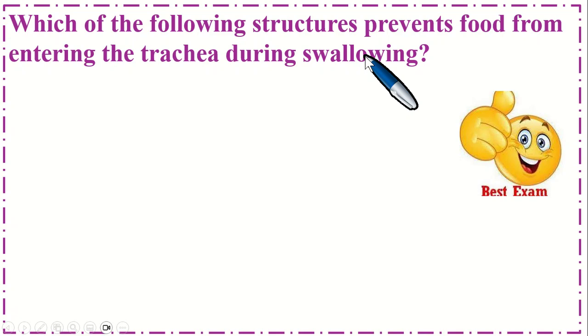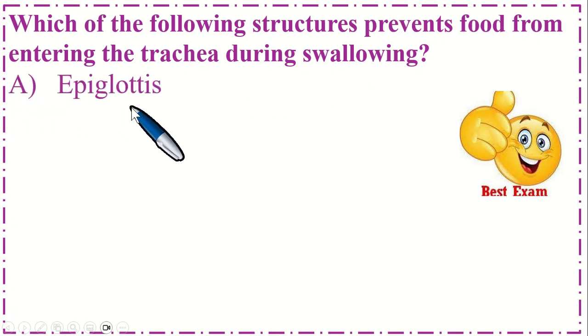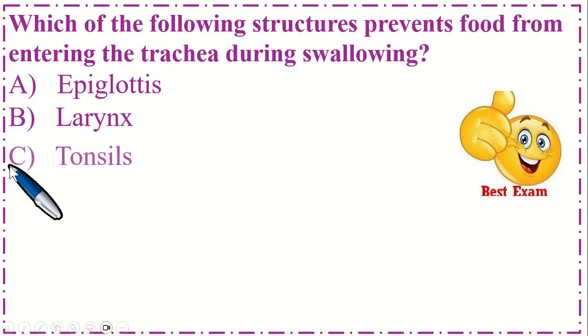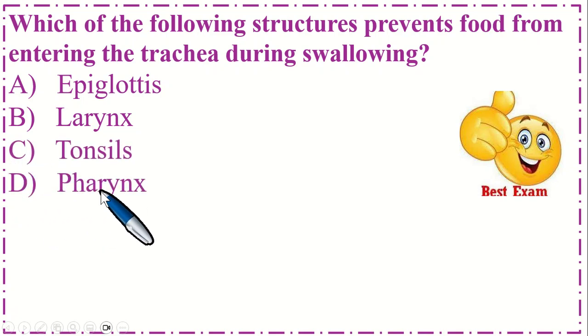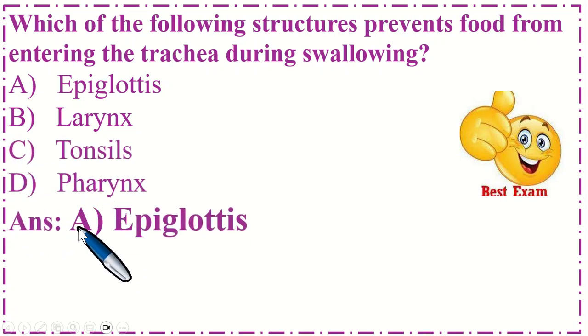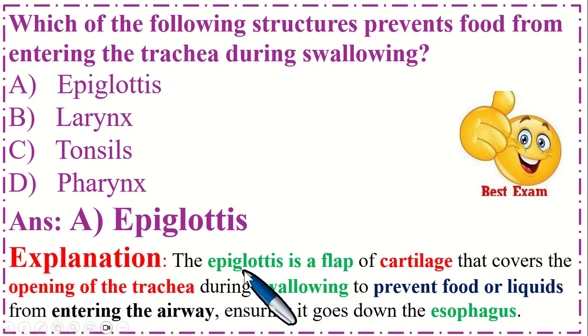Which of the following structures prevents food from entering the trachea during swallowing? Option A epiglottis, B larynx, C tonsils, and option D pharynx. So the correct option is A, epiglottis. The epiglottis is a flap of cartilage that covers the opening of the trachea during swallowing to prevent food or liquids from entering the airways, ensuring it goes down to the esophagus.